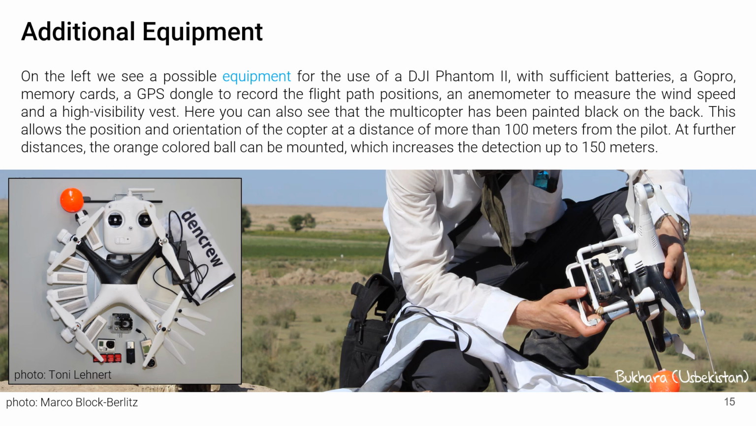Here you can also see that the multicopter has been painted black on the back. This allows the position and orientation of the copter to be recognized at a distance of more than 100 meters from the pilot. At further distances, the orange ball can be mounted, which increases the detection up to 150 meters. Here we see the multicopter in the big picture during the operation in Bukhara in Uzbekistan in 2015.